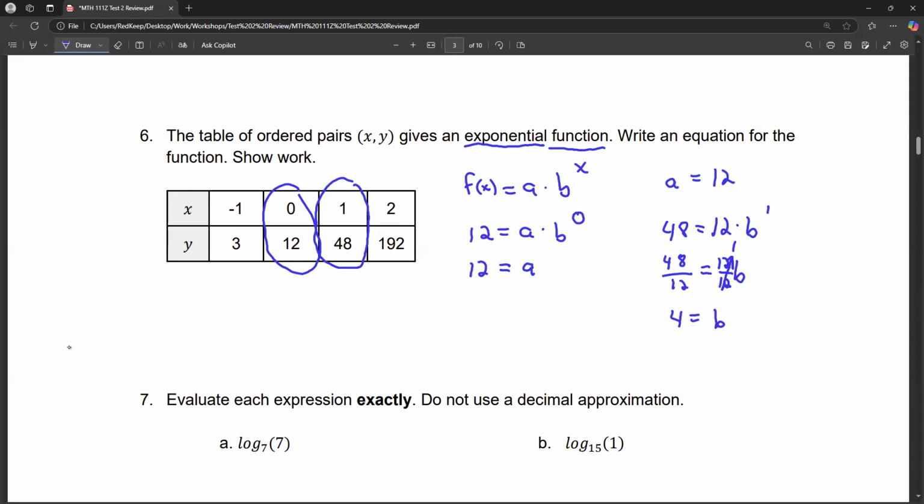Okay, and so we've just gathered all of the ingredients, and we can now tell your instructor the equation. A is 12, B is 4. Make sure to write the exponent there, and we'll throw the f of x out front. So f of x is equal to 12 times 4 to the x power would be the exponential function that describes the relationship given in the table.